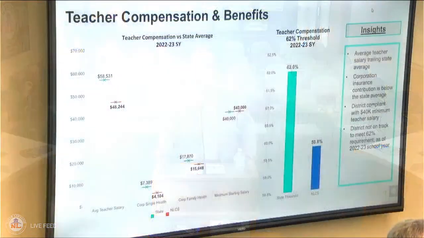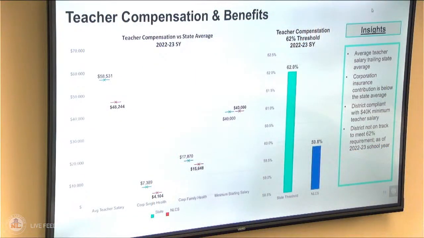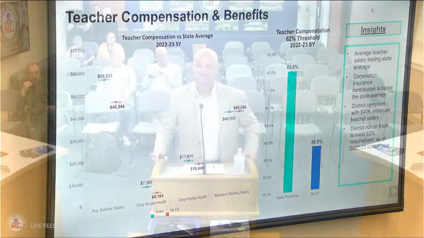Then when we look at the 62%, the General Assembly changed the guidelines in which we now have to spend 62% of the education fund on salaries and benefits for your teaching staff. So at the end of 22-23, before this went into effect, there was a different guidance that you had regarding 45% for just salary. You would have been trailing that 62% number. And so you can see where you were at 59.8 compared to that 62% number.